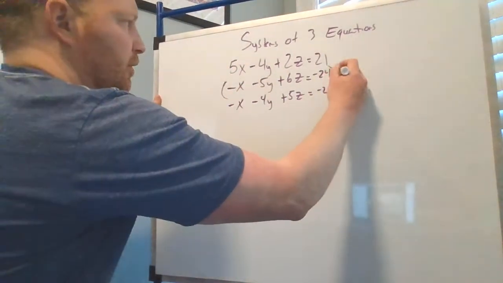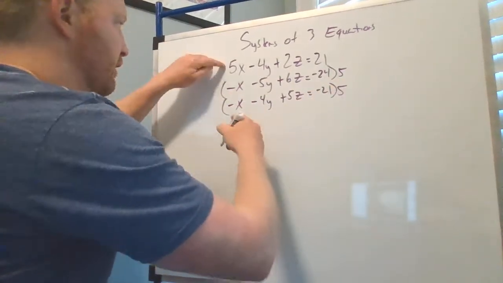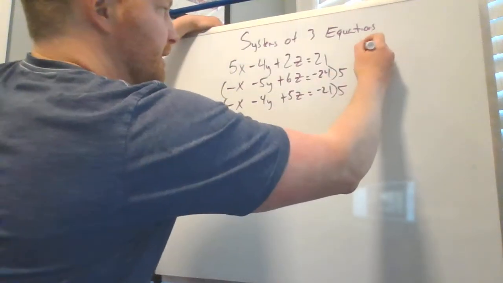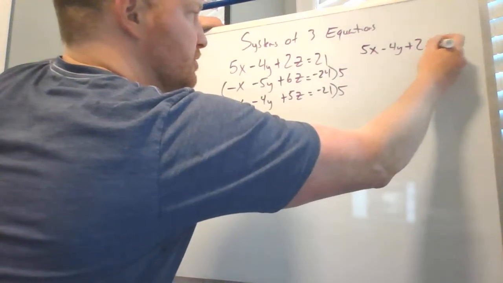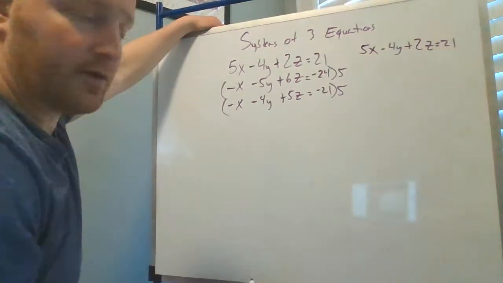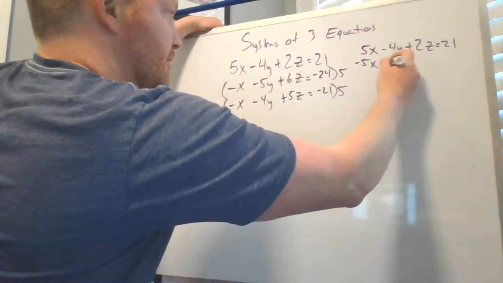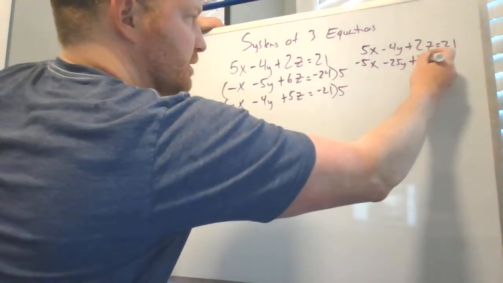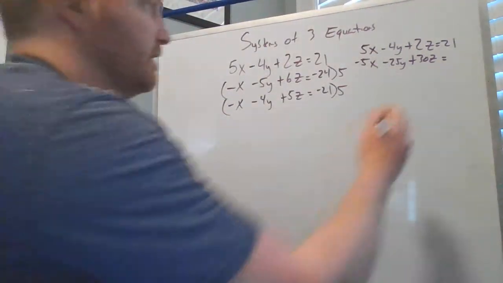So I'm going to multiply this by 5 and then write this over here. I'm going to then multiply this by 5 and bring this guy down here and see what I get when I do this. So when I rewrite this one, if I'm multiplying by 5, I'm going to get 5x minus 4y plus 2z equals 21. Okay? I'm also going to get a negative 5x minus 25y and then plus 30z equals a negative 120.